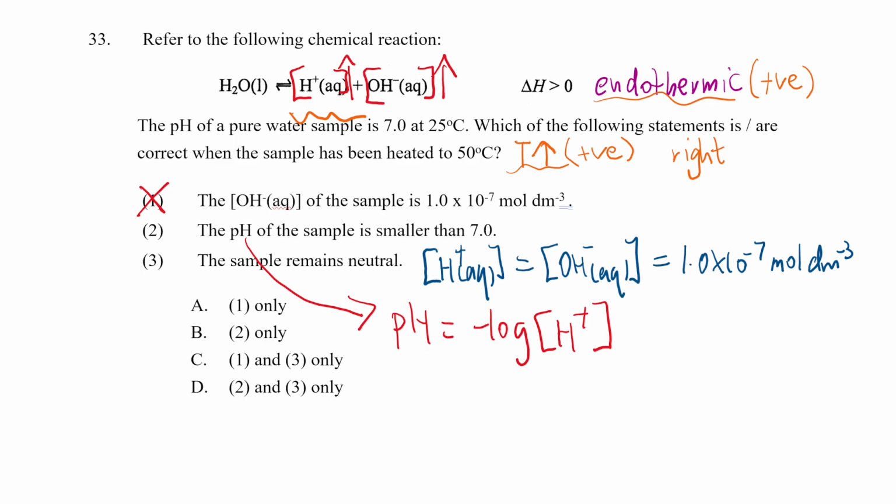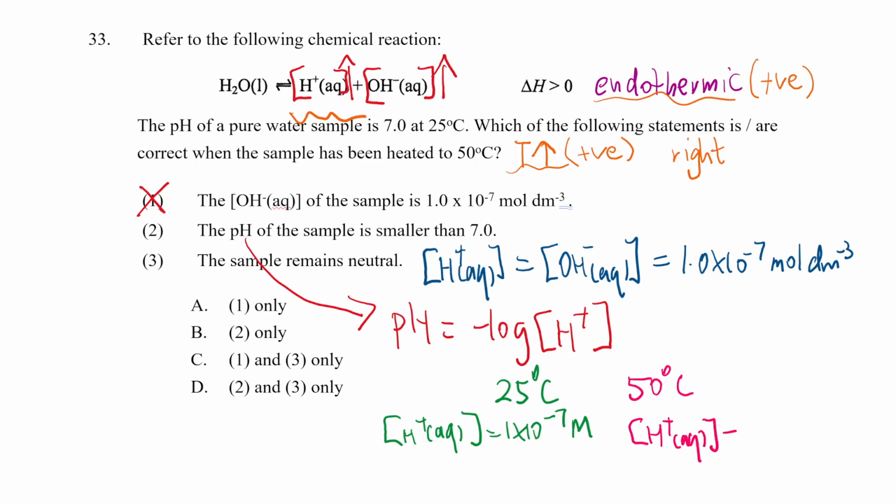So, to make it more simple, let me give you some numbers. At 25 degrees Celsius, the concentration of hydrogen ions was equal to 1 times 10 to the power negative 7 mole per dm cube. I'll just write capital M for mole per dm cube. And how about at 50 degrees Celsius? At 50 degrees Celsius, as mentioned earlier, the concentration of hydrogen ion has increased. So let me say it's 1 times 10 to the power negative 5 now.